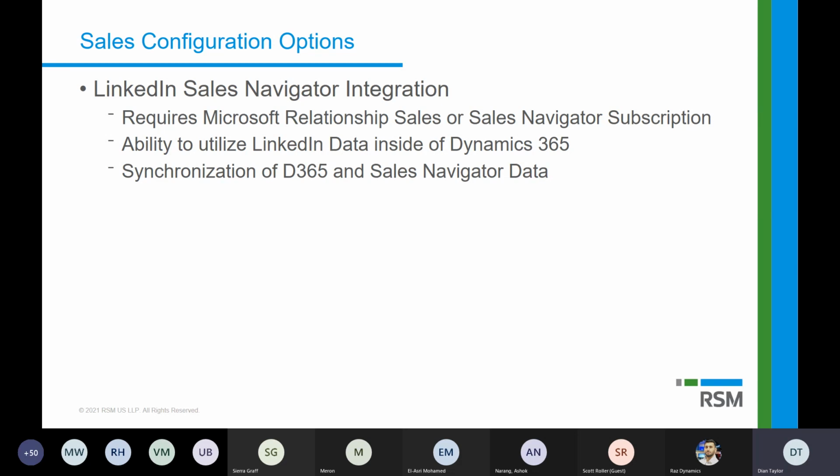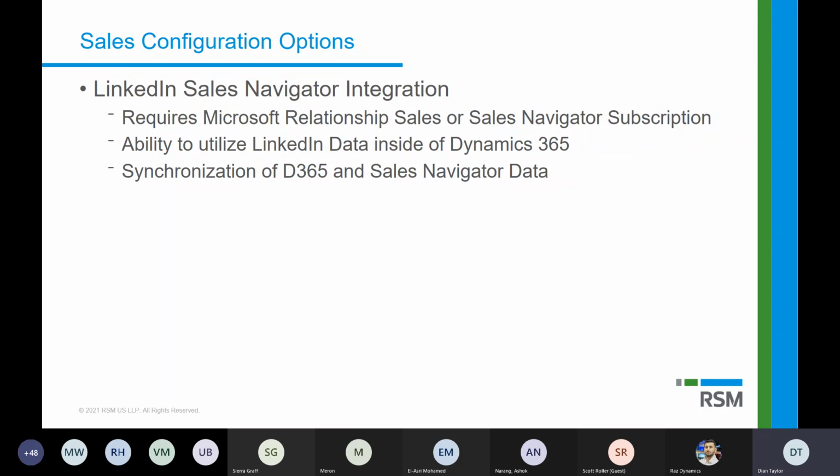So real quick, talking about some of those licenses, there are two different options. You can have the Microsoft Relationship Sales license, and that's kind of like a combination license, right? So you get Dynamics 365 Sales plus Sales Navigator, and that's really that combo license. If you want to purchase that, your organization has to be on an agreement with Microsoft. So obviously, there's a lot of people that don't have that, which means that they can then purchase Sales Navigator separately. So they will buy a Sales Navigator subscription, and they will have Dynamics 365 Sales as well.